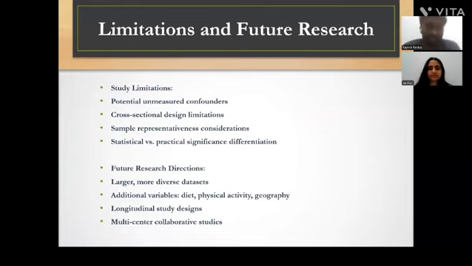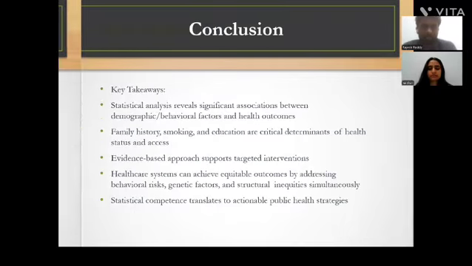Limitations and future research: these are the limitations: potential unmeasured confounders, and limited generalization. For the future, larger, more diverse data sets, depending on the data sets, and models like neural networks and other models, and multi-center collaborative studies. In future research we can do better.